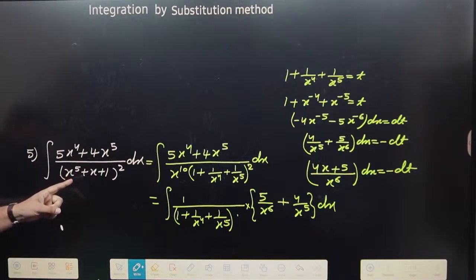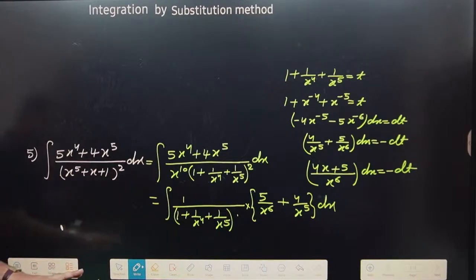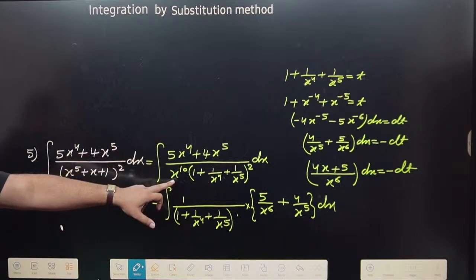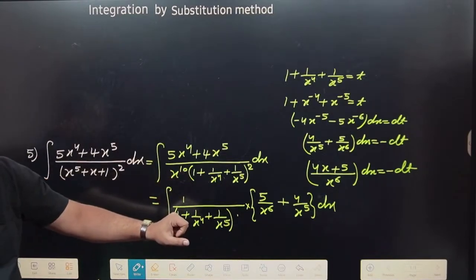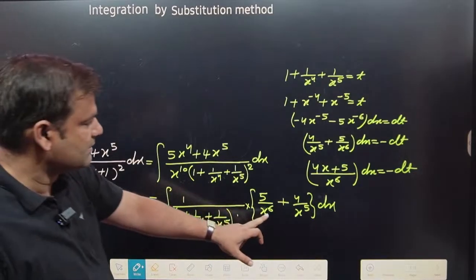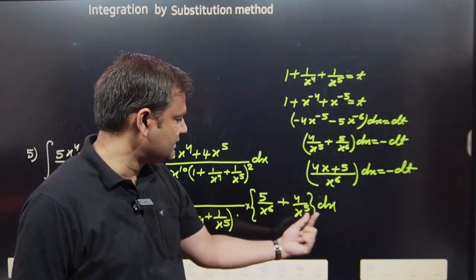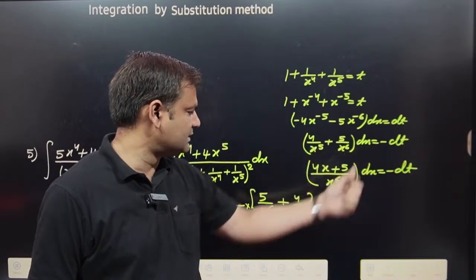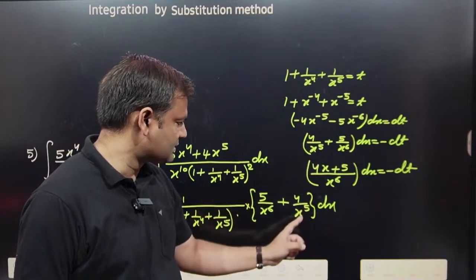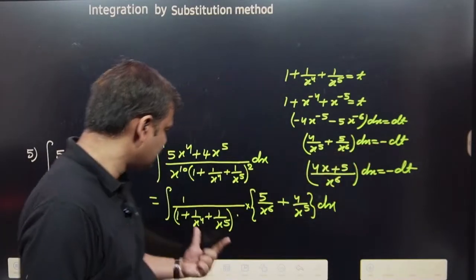Here x to power 5, so x to power 10, that one x to power 4 upon x to power 10, that is x to power 6, so 5 upon x to power 6. And 4 upon x to power 5, it's okay. So this one basically dt, 5 upon x to power 6 plus 4 upon x to power 5. Okay, this one minus dt, and that one t.